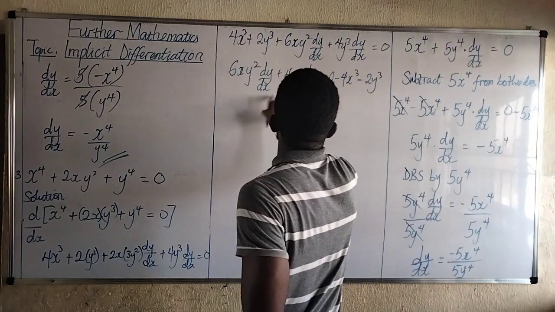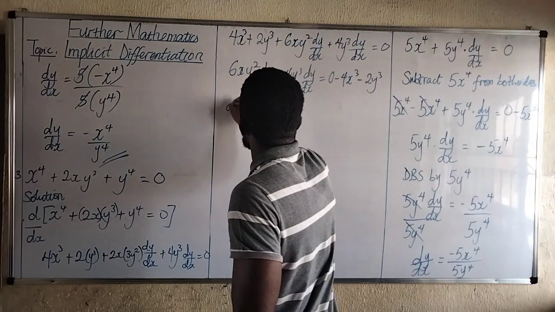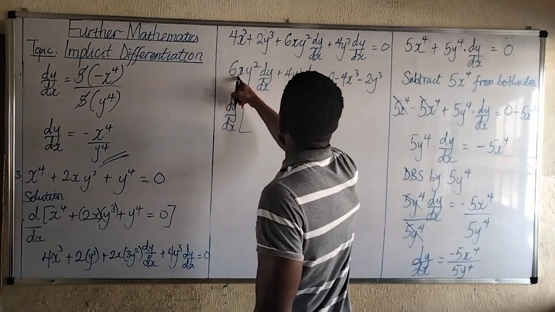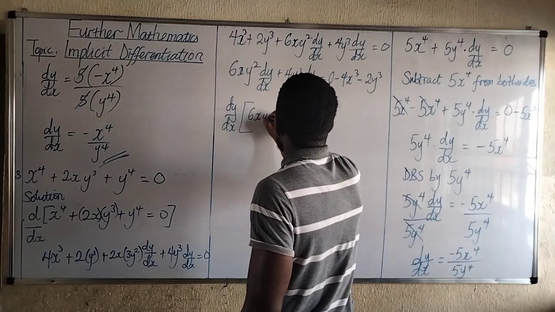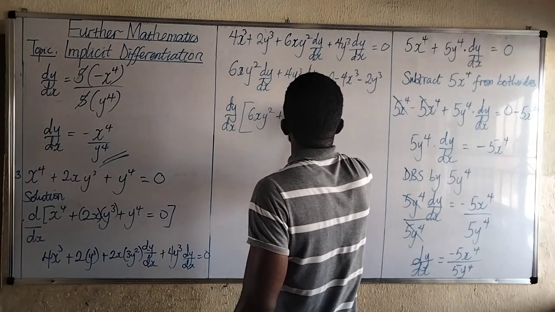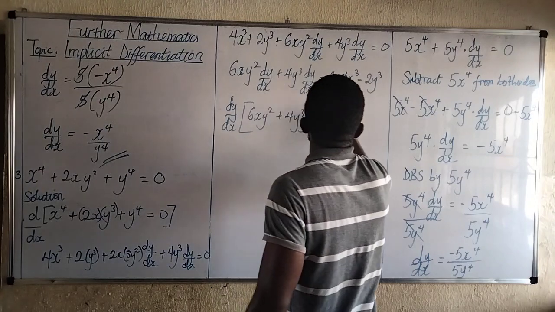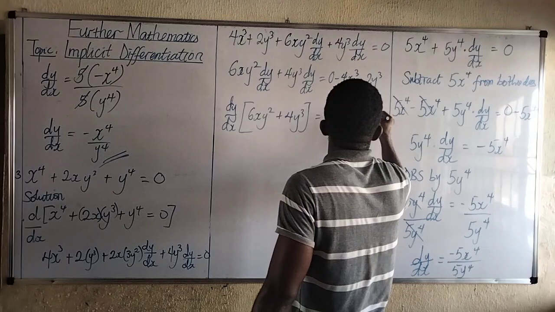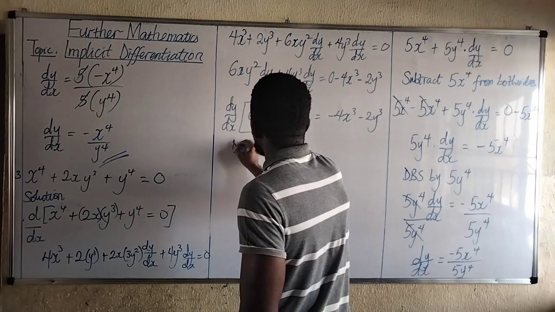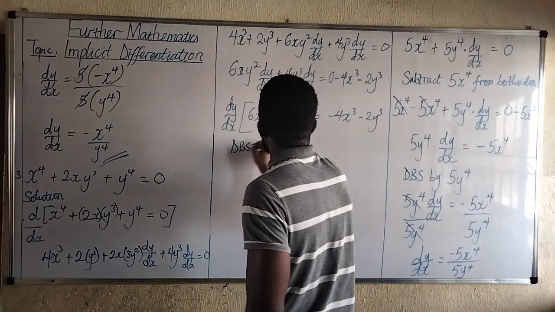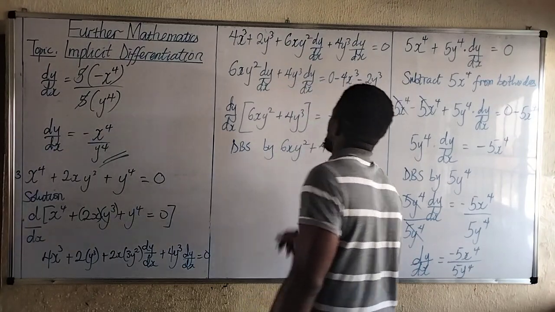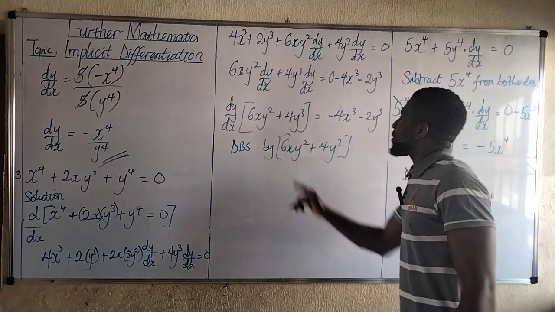Okay, factorize this. If they have dy over dx, it will be dy over dx. Open a square bracket. The first one we have here is 6xy squared plus 4y cubed. Bracket closes. This becomes negative 4x cubed minus 2y cubed. Having gotten to this length, divide both sides by 6xy squared plus 4y cubed. We are going to divide both sides by this.